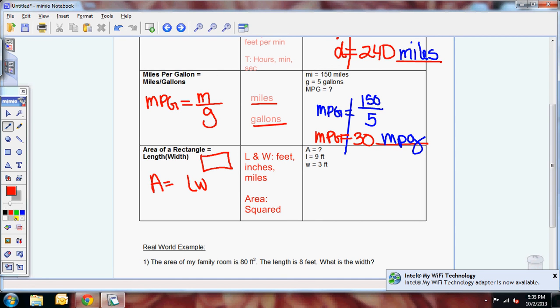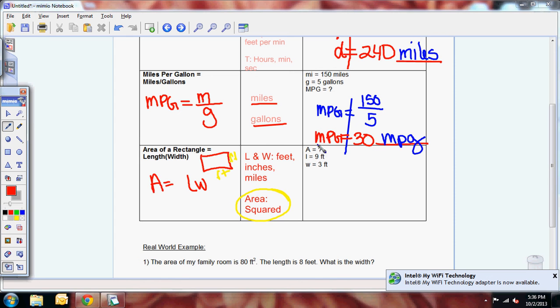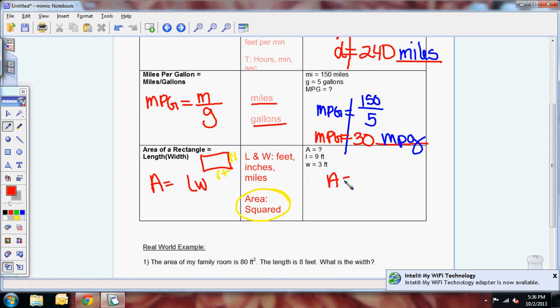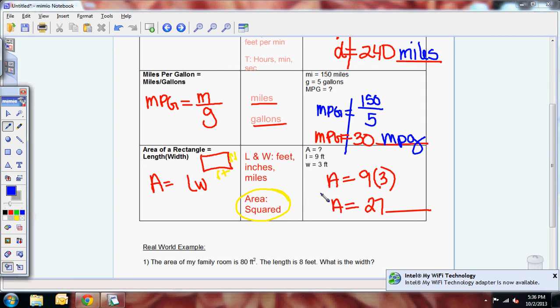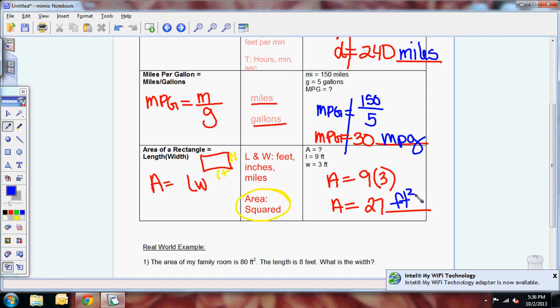The most important thing to remember is when you're dealing with area, it's always going to be squared. So if your area is 30 feet, it's actually 30 feet squared, because you have feet times feet is going to be feet squared. So just remember to add that exponent to your answer for area. So let's do an example here. We have area is missing. Our length is 9 times 3. So area equals 27. Now if these are feet, my area is going to be feet squared. So just remember to keep that unit in there.